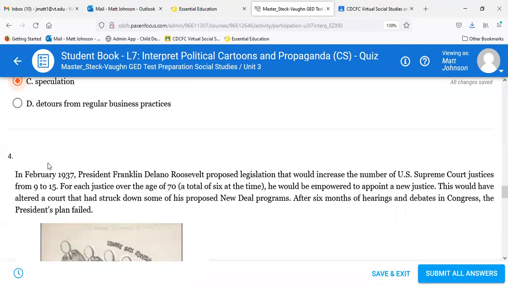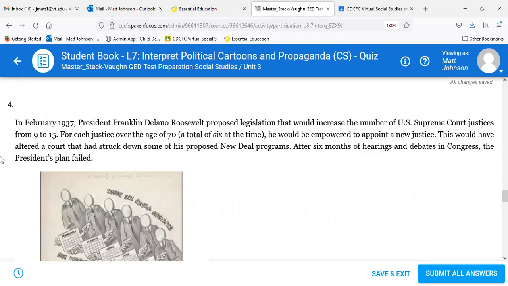In February 1937, President Franklin Delano Roosevelt proposed legislation that could increase the number of U.S. Supreme Court justices from 9 to 15. For each justice over the age of 70, a total of 6 at this time, he would be empowered to appoint a new justice. This would have altered a court that had struck down some of his proposed New Deal programs. After 6 months of hearing and debate in Congress, the president's plan failed.